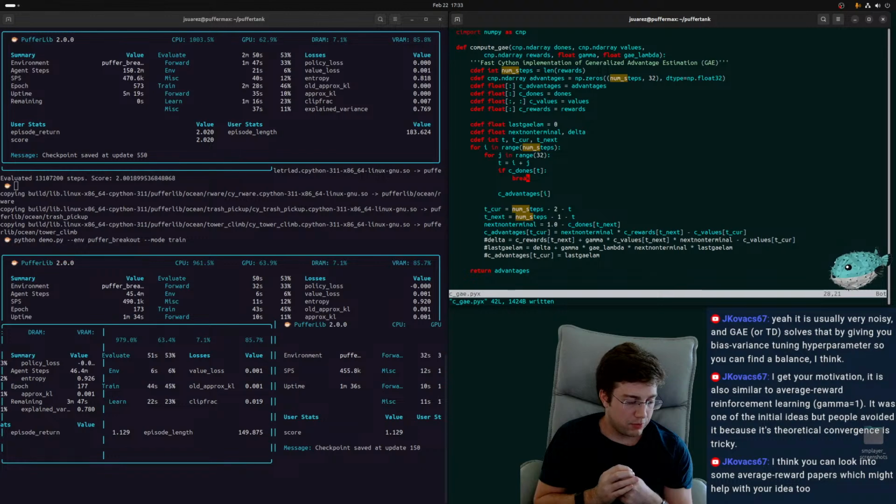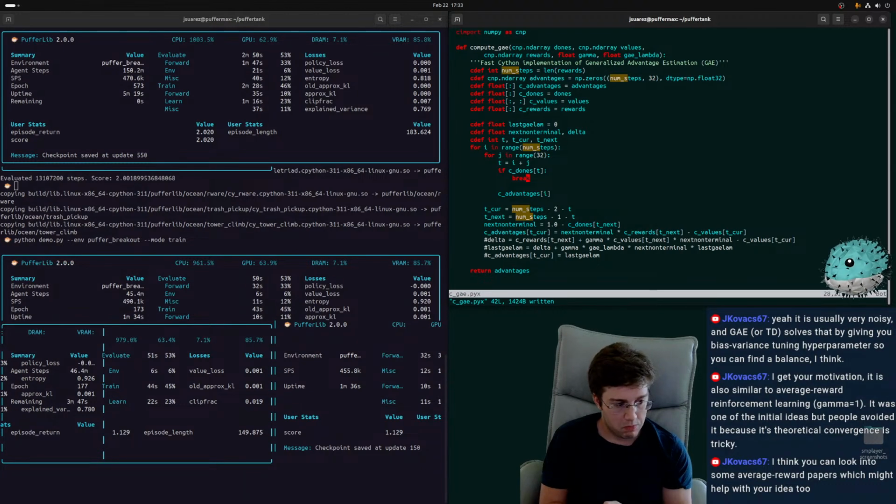Average reward papers. I mean, are there any that are decent? Like reward averaging and any sort of post processing on that doesn't do the same thing. I mean, if you have references, by all means, let me know.